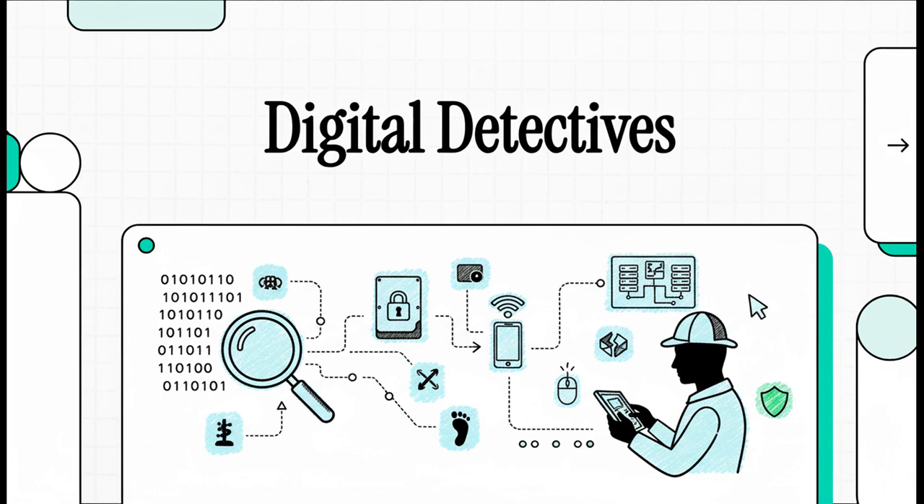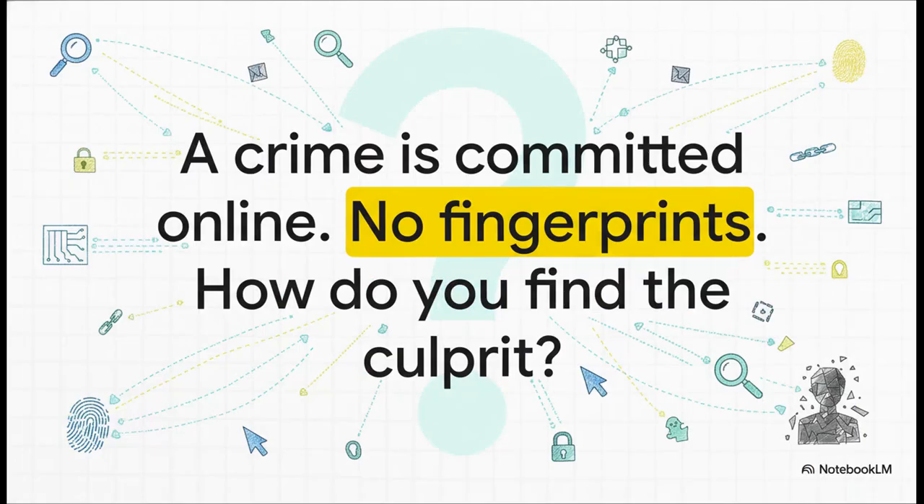We are diving deep into how investigators track down criminals who operate entirely online, where the crime scene isn't a place, it's the network itself. So, here's the big question, right? A crime goes down online. There are no fingerprints, no physical witnesses. Where do you even start? Well, the thing is, the digital world might seem invisible, but it's absolutely packed with clues. Every single action leaves a trace, and today, we're going to follow that trail.